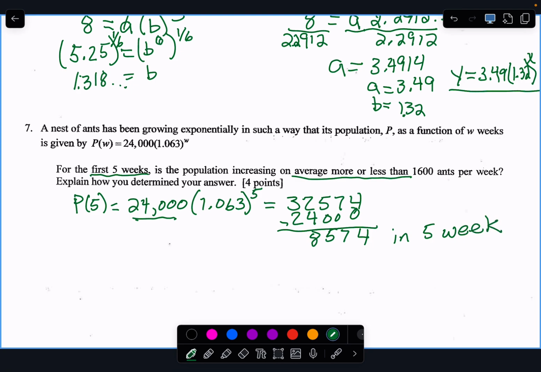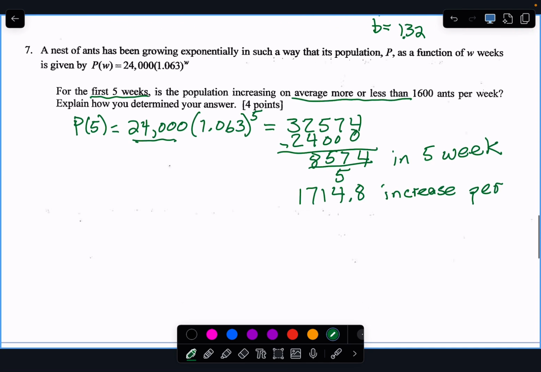And they want to know if the increase was more than 1,600 per week. So I'm going to divide this by 5. And I got 1,714.8 increase per week. Per week, which is more?